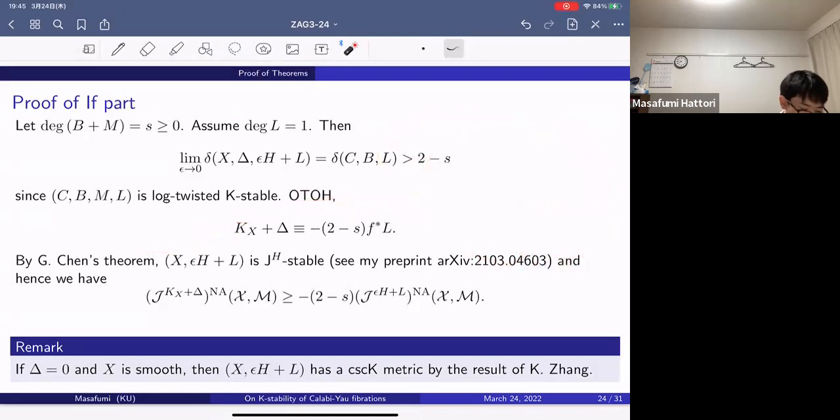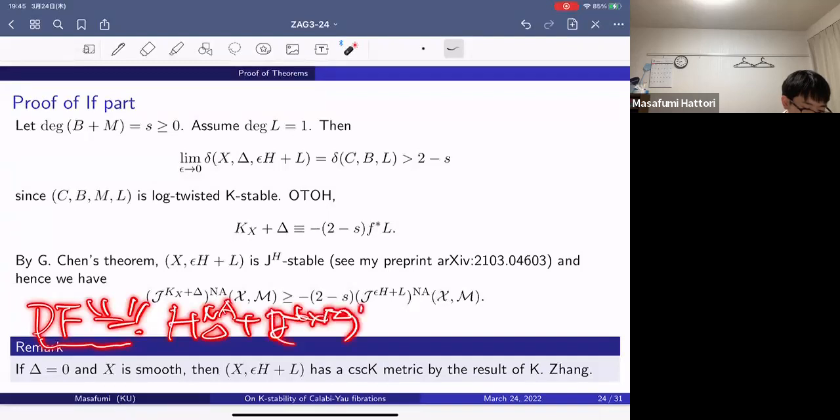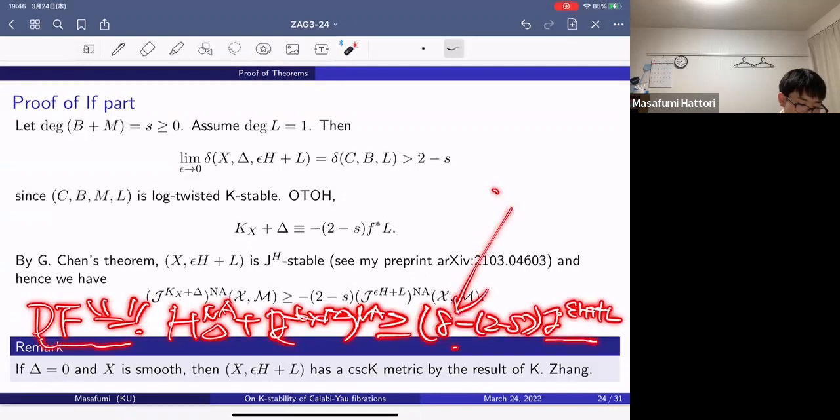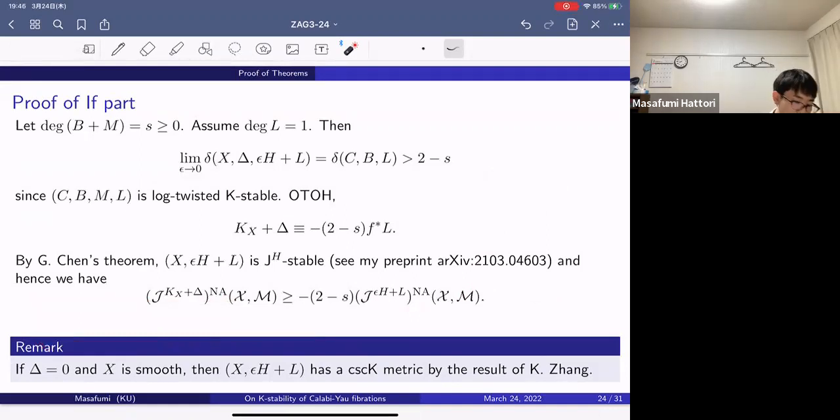X, epsilon H plus L is just H-stable. And hence we have J of K_X plus delta, (X, M) is bigger than or equal to minus 2 minus S times J of epsilon H plus L. And so we can conclude that the Donaldson-Futaki invariant can be decomposed into H^NA delta plus J of K_X plus delta NA. And this is bigger than or equal to delta minus 2 minus S times J of epsilon H plus L. And so for sufficiently small epsilon, this invariant is uniformly positive. Thus, the fibration is uniformly K-stable, uniformly adiabatically K-stable.